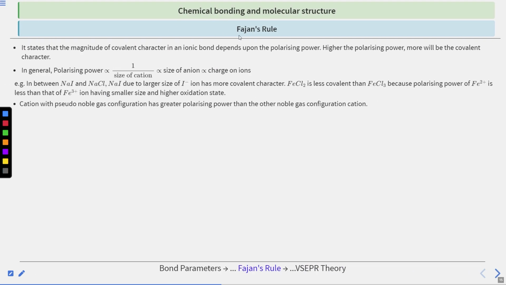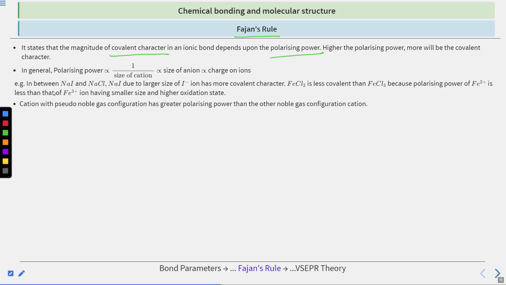Next is Fajan's rule. So what is Fajan's rule? It states that the magnitude of covalent character in an ionic bond depends upon the polarizing power. Higher the polarizing power, more will be the covalent character. In general, polarizing power is inversely related to the size of the cation and directly related to the size of the anion and the charge on the ions.